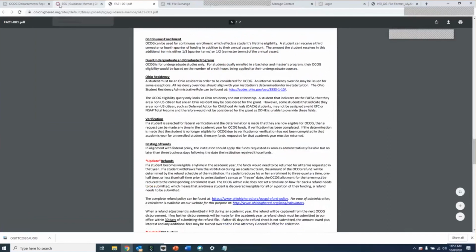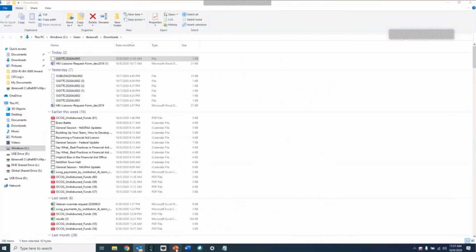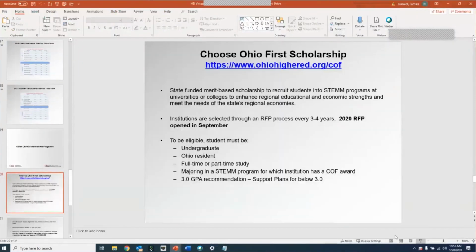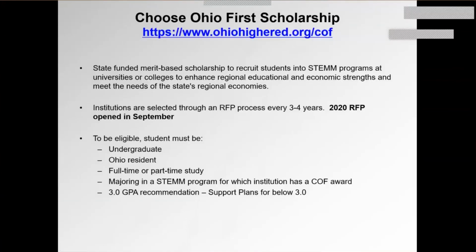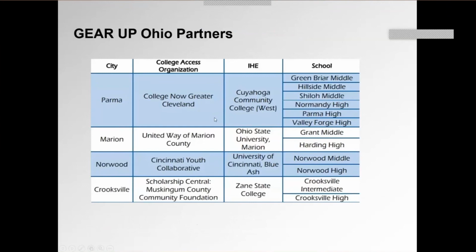Were there any other questions that I missed? We have one more. I'm going to pull up our contact information. We do have two other programs that are financial aid. One is the Choose Ohio First program. I just wanted to mention that the RFP process opened up last month. You can go to ohiohighered.org/COF to get that Choose Ohio First information. They're now in the HEI system and have been doing their own training, which is why they weren't included in this one. The last one is GEAR UP, which is federal funds, and students in certain programs are eligible for OCOG.